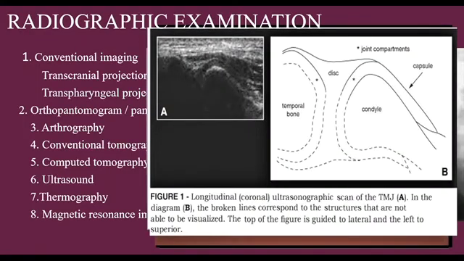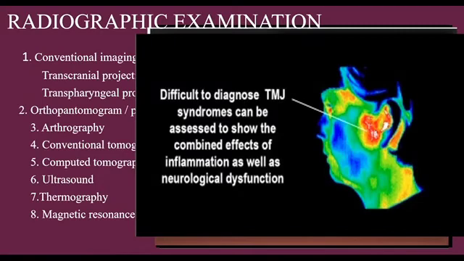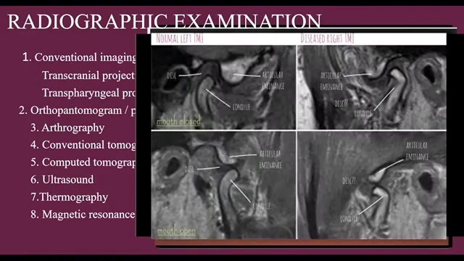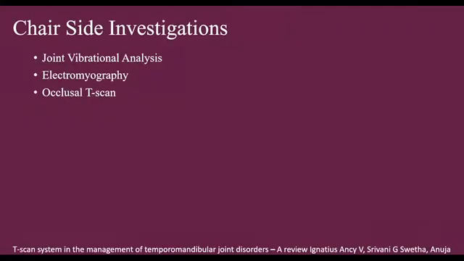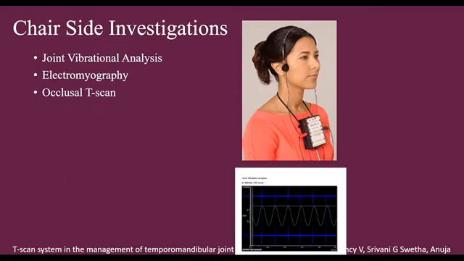This is the ultrasonic scan of the TMJ indicating the disc, condyle, temporal bone and joint components. Thermography can be used to assess syndromes, showing the combined effects of inflammation as well as neurological dysfunction. MRI is the best image for soft tissue and for TMJ involving effusion disorders and degenerative disorders. Chairside investigations: joint vibrational analysis. This measures the joint vibrations through electrovibratography, is more reliable than physical examination alone, and can serve as a non-invasive method along with other procedures.